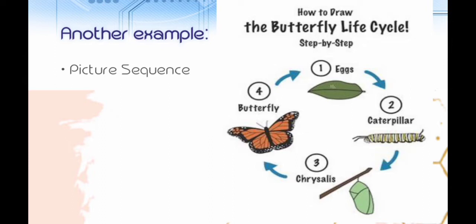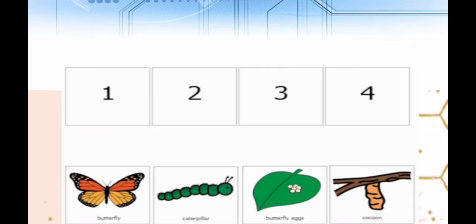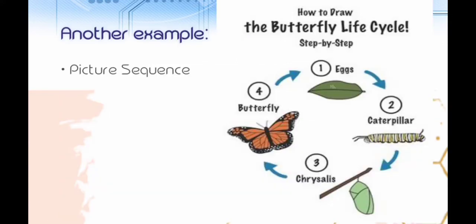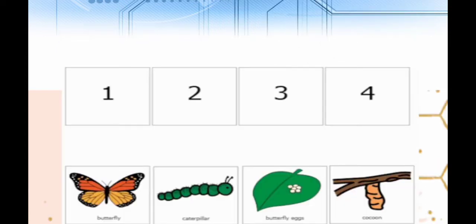So first is the egg, second is the caterpillar. Next it becomes a chrysalis, and then lastly, it becomes a full butterfly. So we can use this picture sequence in the science subject, and it can also be used in TLE.